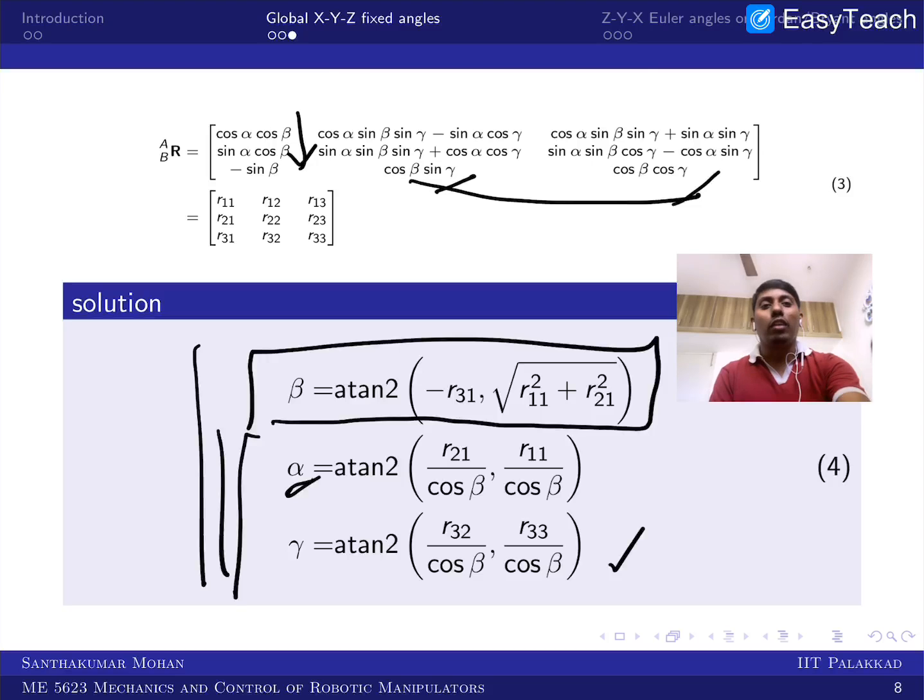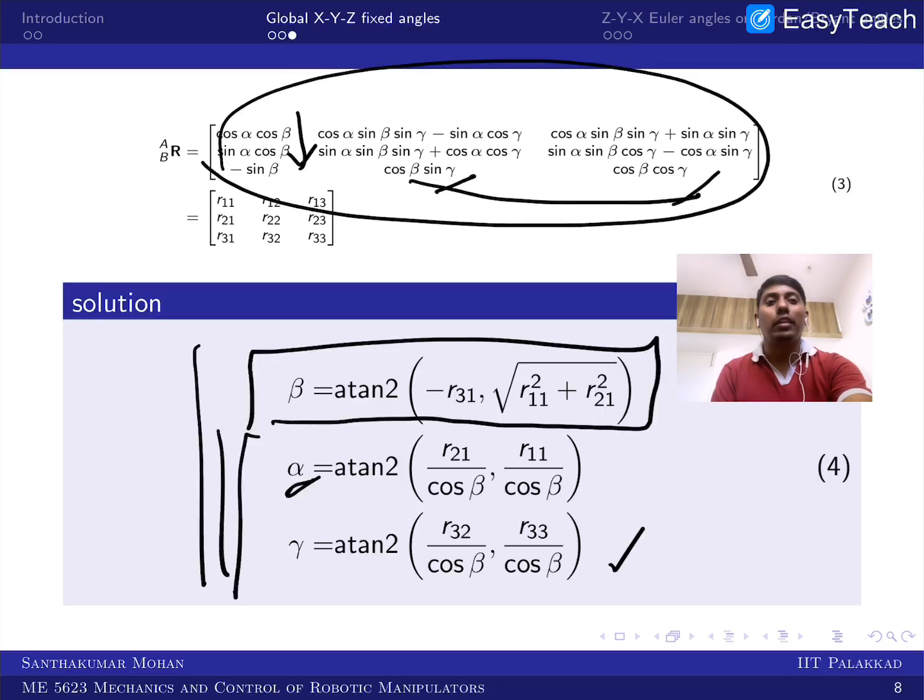Our interest is how you can write the rotation matrix in the global XYZ fixed angle. So now this is the rotation matrix. That rotation matrix is a component of 9 terms, and these 9 terms depend on 3 independent variables, which we call alpha, beta, gamma. So this alpha, beta, gamma is what you call roll, pitch, yaw angle.